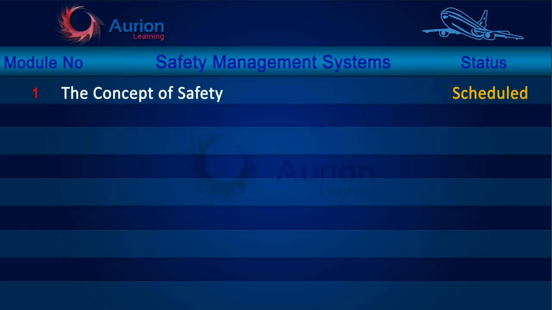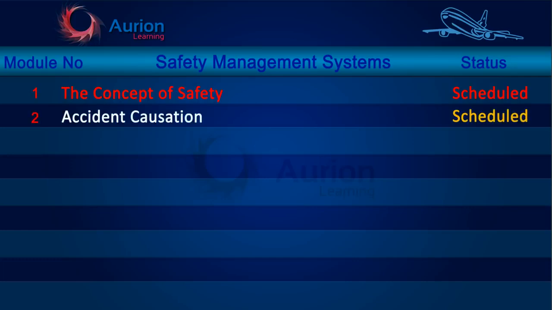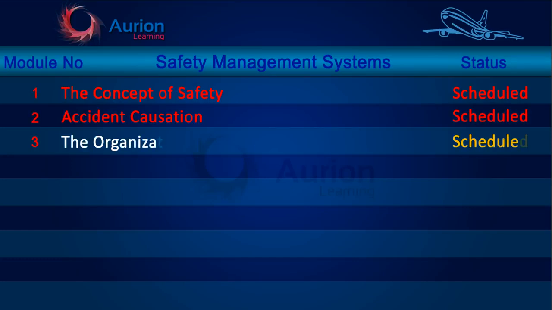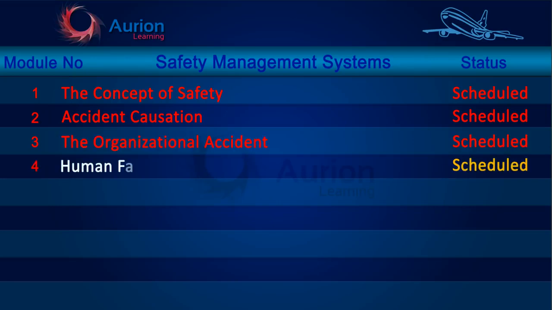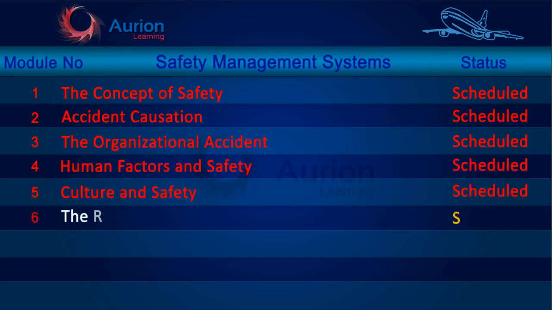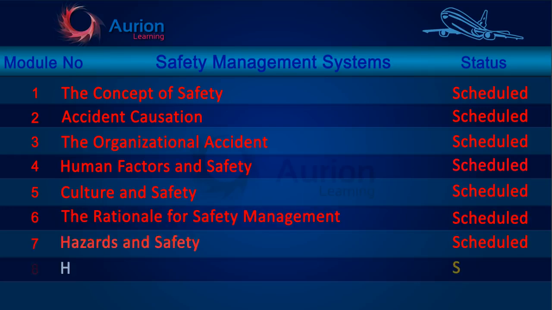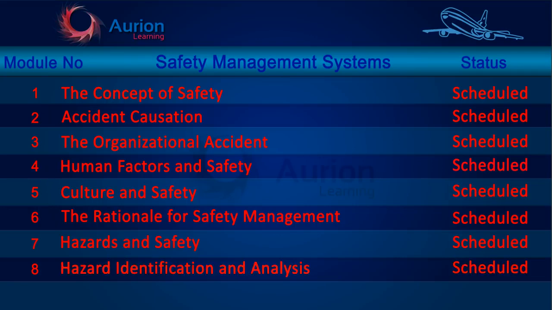What is safety? Why accidents happen? How organizations are responsible for safety and safety culture? The importance of human factors in safety. How does the culture impact safety? The rationale for safety management. Understanding hazards, hazard identification and analysis, risk management.